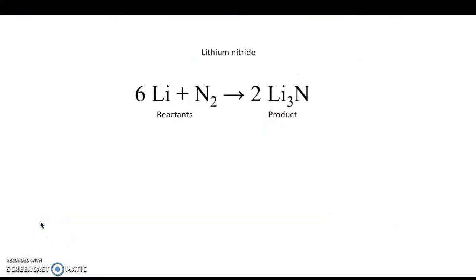Here we have a chemical equation of lithium nitride. On the left side we see the reactants, and on the right side we have the product itself. The 6 lithium atoms plus the nitrogen atoms are balanced on the right side. When you multiply 2 with 3, you have 6 like on the left side, plus you still have the 2 nitrogen atoms.